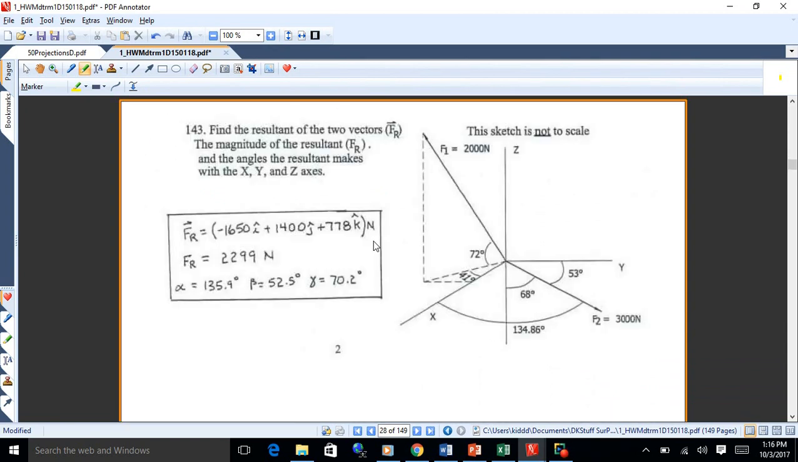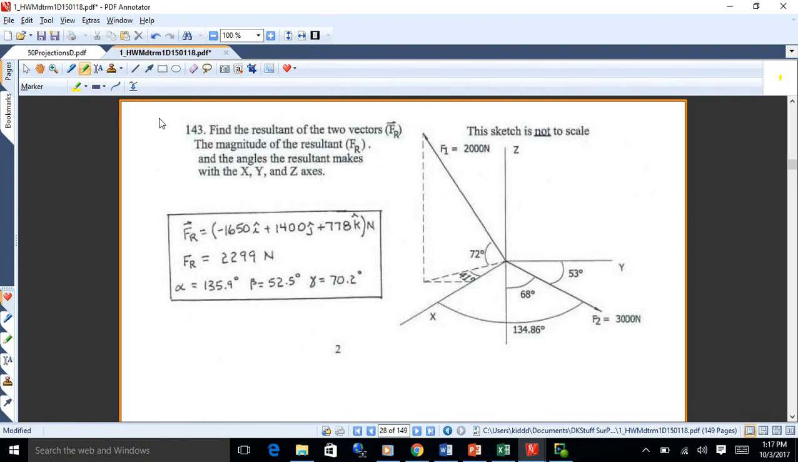All right, now 143 is a little bit trickier there. It's the same idea. F2, you'll just do the regular business with that. You've got the three angles, so you'll take 3,000 times the cosine of each of the three angles. So that's what you'll do with F2. F1 is one of those double projections, okay?